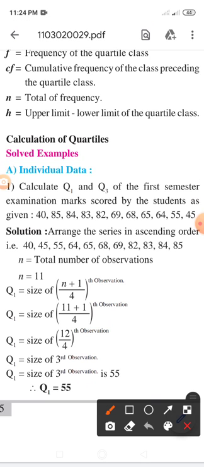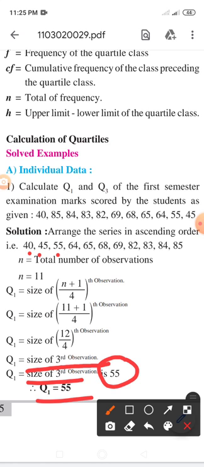So here, third observation. From which data do we find the third observation? The data which we already arranged in ascending order. The third observation is taken from the data arranged in ascending order only. So Q1 is size of third observation, that is first observation, second observation and third observation, that is 55. So Q1 is equal to 55 is our answer.